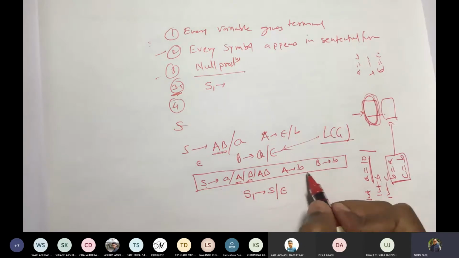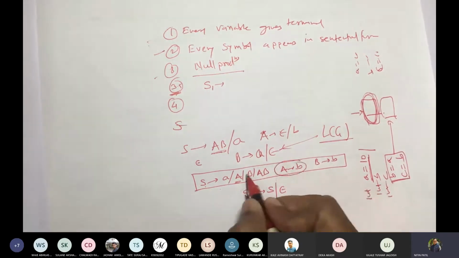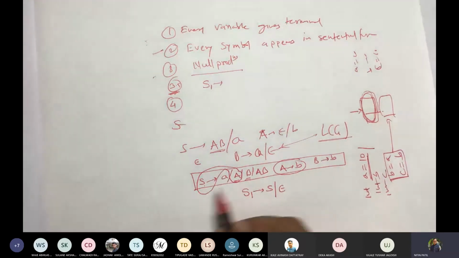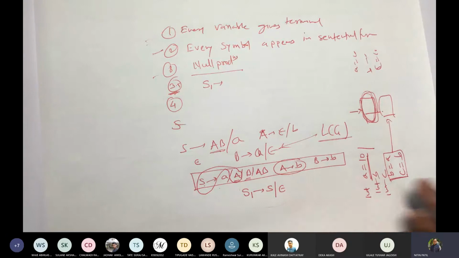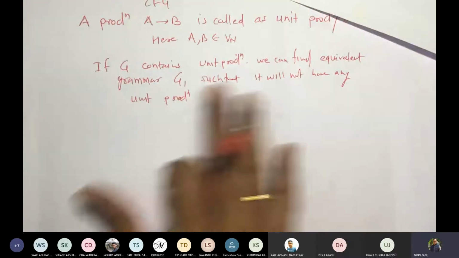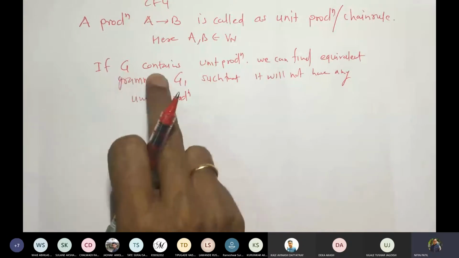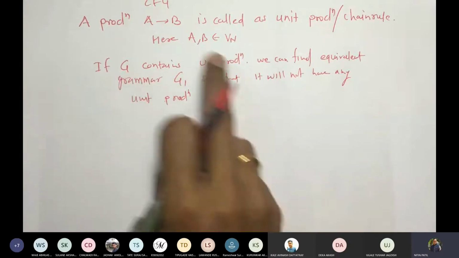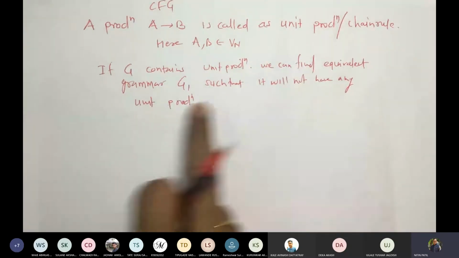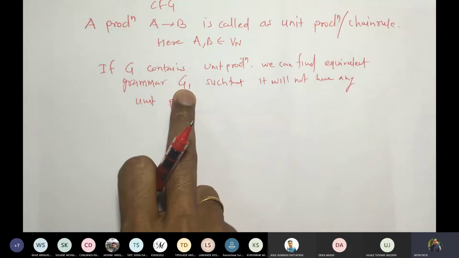And even if there are multiple values like this, we are talking about only such kind of productions. S gives A, S gives B, or S gives A, A gives B and B gives B. So we're talking about this terminal kind of aspects. Okay, so what to do in such a case? Like what we're saying, grammar G contains unit productions which are like this. We can find an equivalent grammar G1 such that it will not have any unit production. It will not have this.